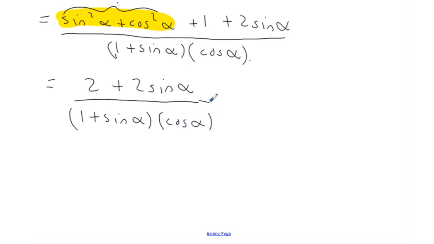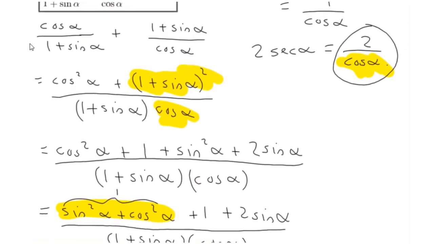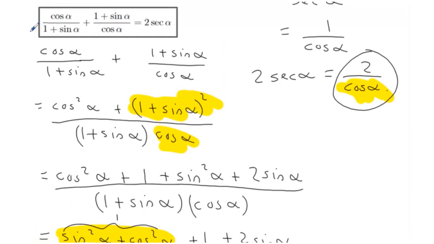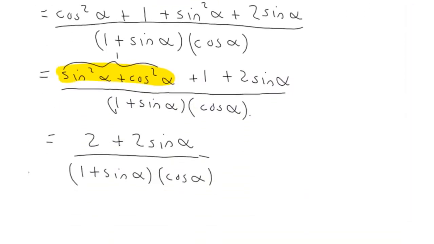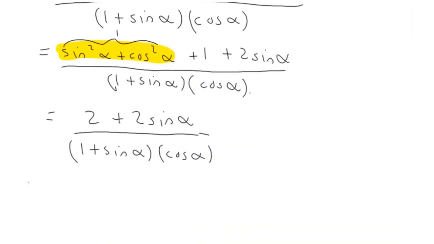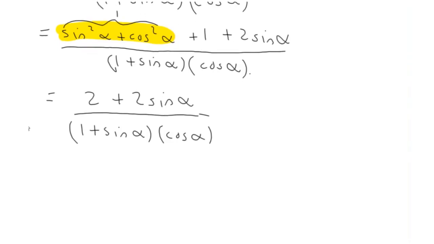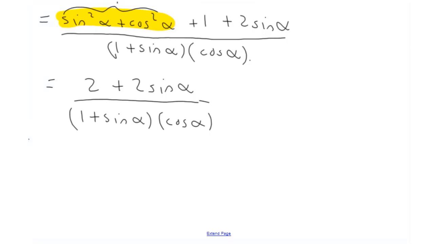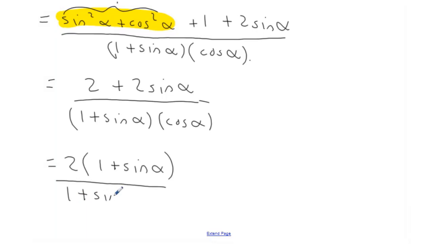If you just remember what we are aiming at, we're looking to have a 2 on the top and a cos alpha on the bottom. That means we want to cancel out the 1 plus sine alpha, and if we factorize the numerator, that will enable us to do it. You can see we've got a common factor of 2 on the top, so that will be 2 brackets 1 plus sine alpha, exactly what we want, over 1 plus sine alpha cos alpha.